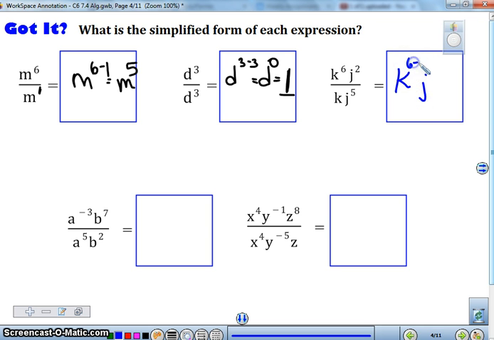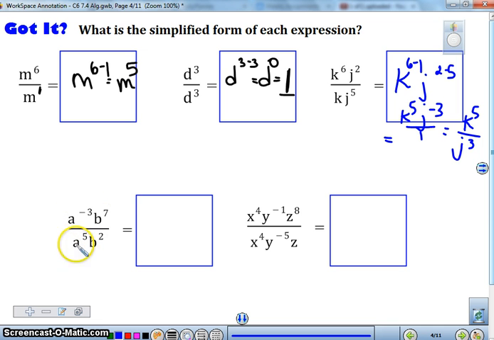Here, 6 minus 1, 2 minus 5. K to the 5th, j to the negative 3. We can't have a negative exponent, so we're going to rewrite it, thinking of it over 1. My final answer, if I'm looking at that, is going to be k to the 5th divided by j to the 3rd.